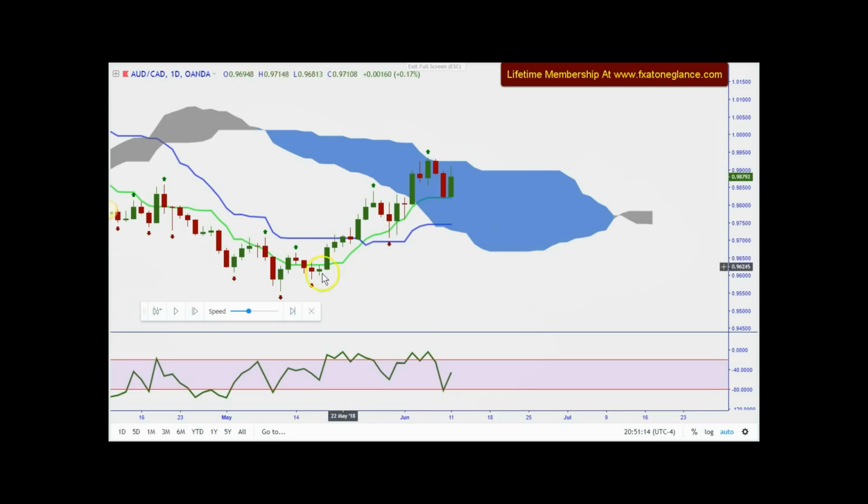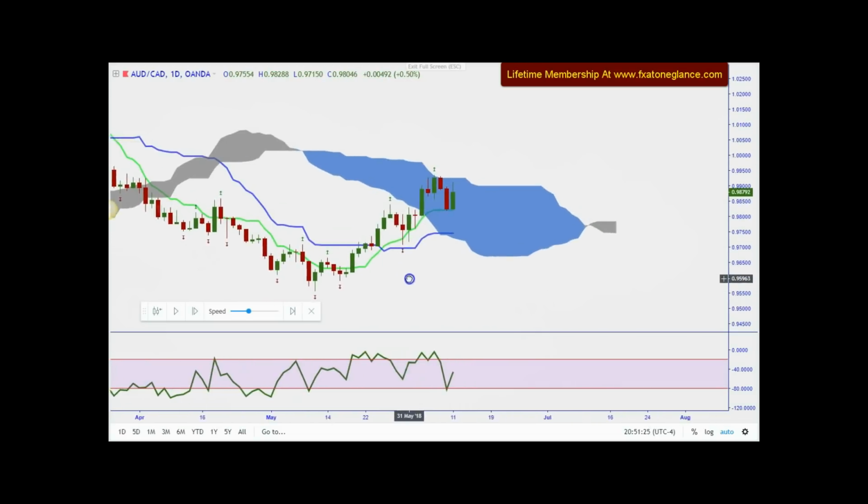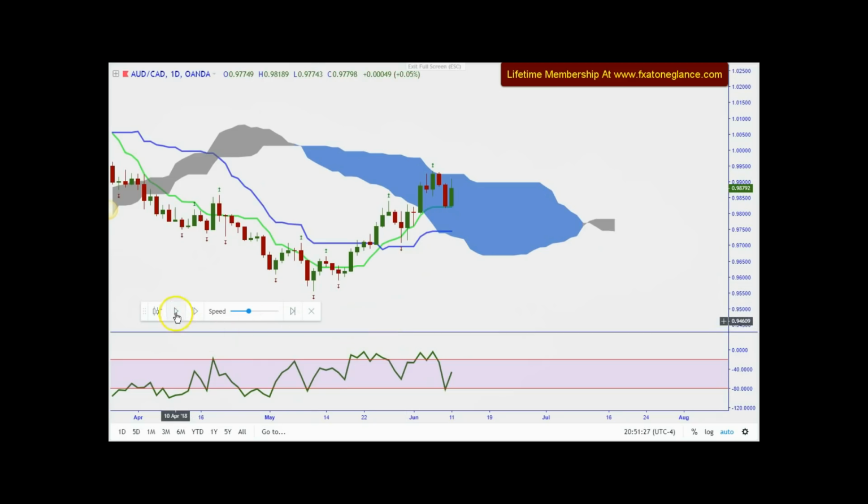Now you can see what I told you about when you get a thick cloud and then it's real thick like this and it starts to roll over. You can see you got a crossover and then the market went higher. So that's something you look for with Ichimoku, period. Doesn't matter what you're trading. Now let's see what happens for us.